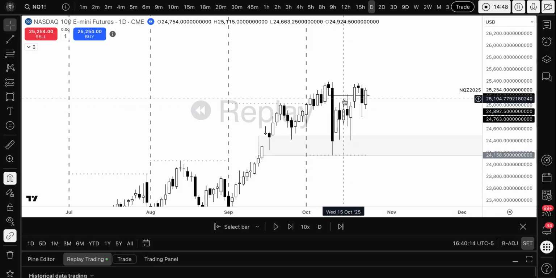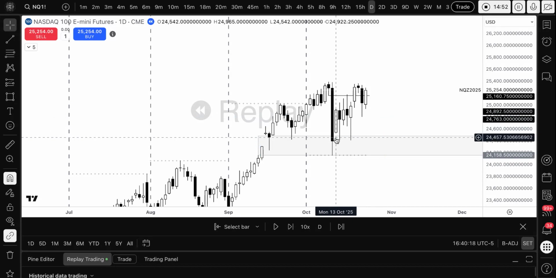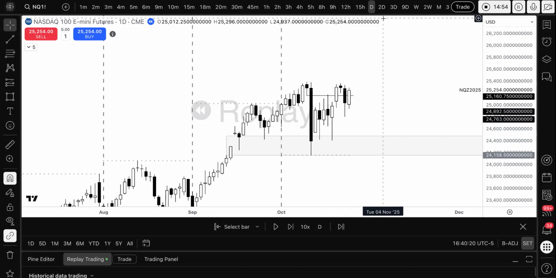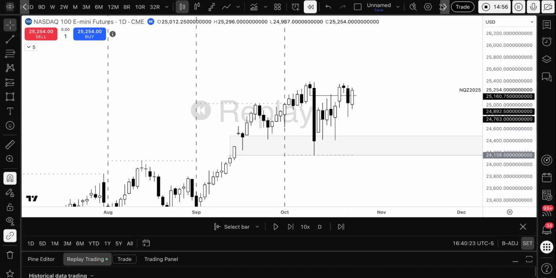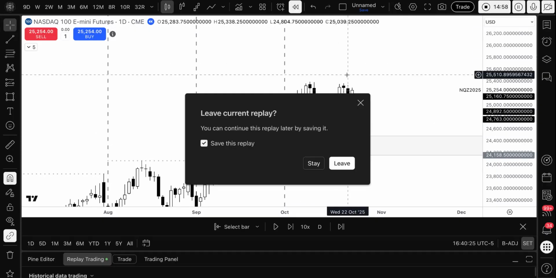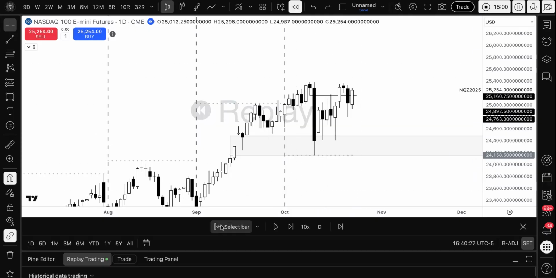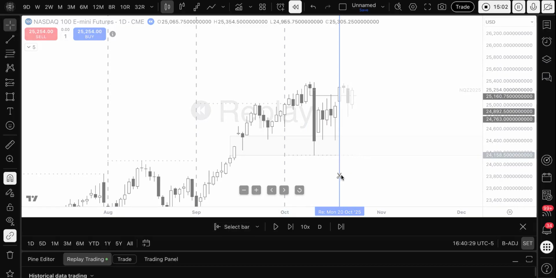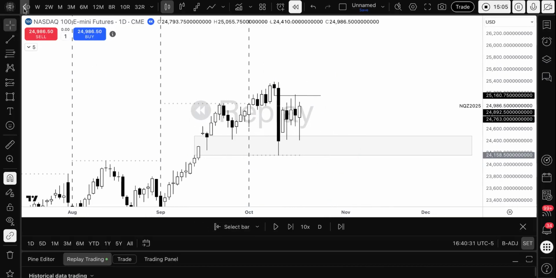Thursday runs Wednesday's high. Friday runs... I want you to pay attention to this Friday price action, guys. This is how powerful the high and the low is. Let's go back. I want you to pay attention to this. I want you to see.